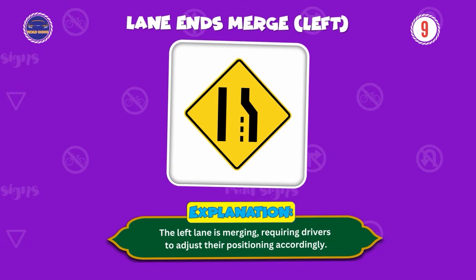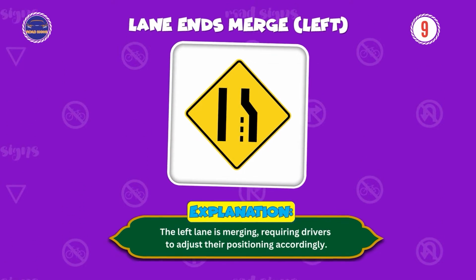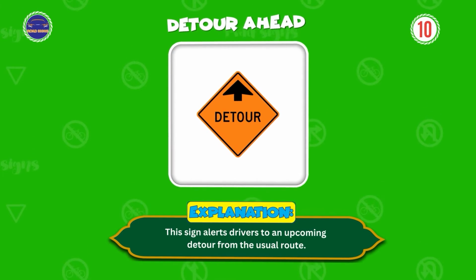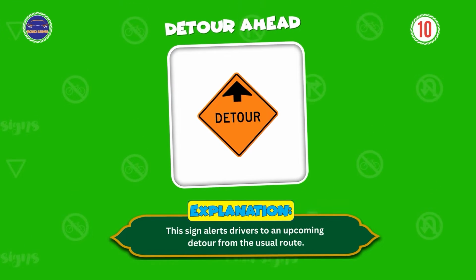This is the lane ends merge left sign. It indicates that the left lane is merging, requiring drivers to adjust their positioning. This is the detour ahead sign. It alerts drivers to an upcoming detour from the usual route.